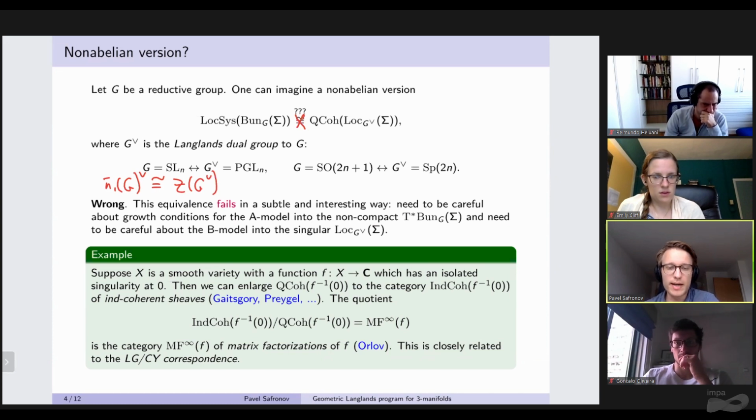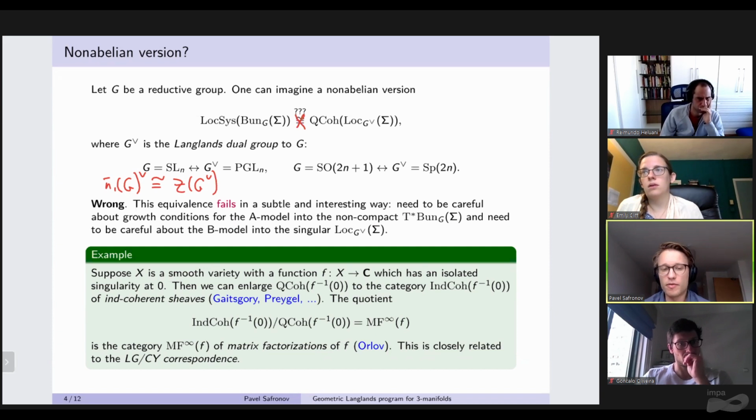Something similar on the right-hand side: you're looking at the B model into the moduli space of flat connections. As opposed to the abelian case, this moduli space of flat connections is singular in the non-abelian case. So there are again various possibilities for what you might mean by the B model on a singular space, such as the moduli space of flat connections. I will talk more about what kind of changes you need to make this equivalence true. But let me quickly say what you can do to the right-hand side to enlarge it or to change it.